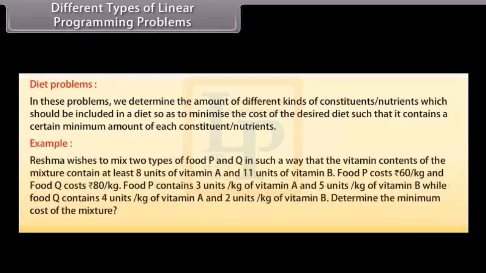Example. Reshma wishes to mix two types of food, P and Q, in such a way that the vitamin contents of the mixture contain at least 8 units of vitamin A and 11 units of vitamin B. Food P costs rupees 60 per kg and food Q costs rupees 80 per kg. Food P contains 3 units per kg of vitamin A and 5 units per kg of vitamin B, while food Q contains 4 units per kg of vitamin A and 2 units per kg of vitamin B. Determine the minimum cost of the mixture.